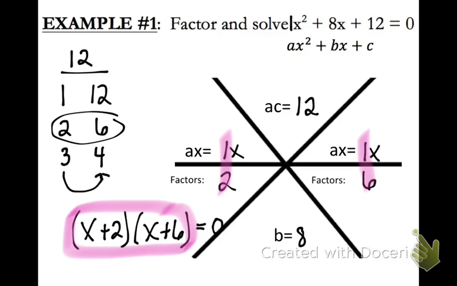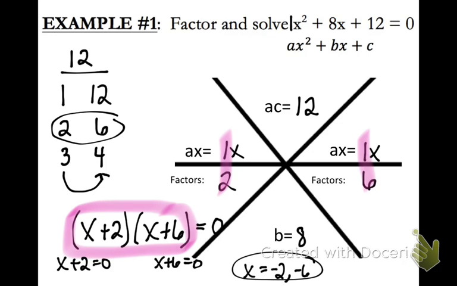Now we're going to solve. So we need to set each of these parts equal to 0 and solve. Well, to solve both of them, I'm just going to subtract the 2 and the 6 over. So I get x equals negative 2 and negative 6. So my factoring answer stopped up here. My solving answer went all the way down to there.